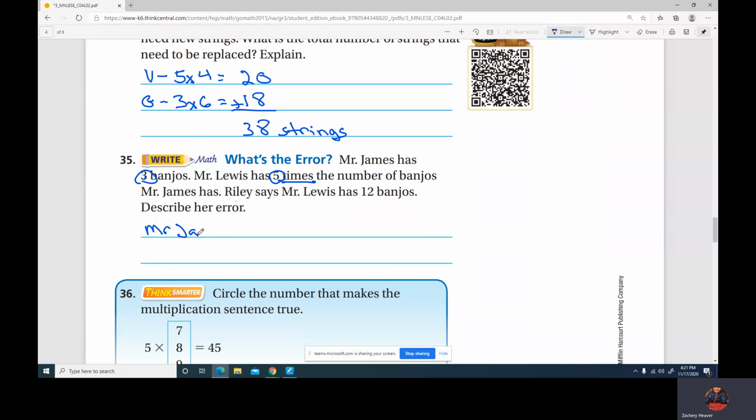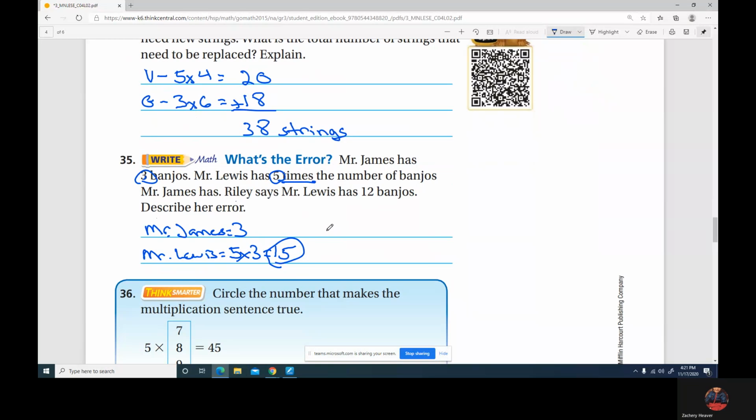So Mr. James has 3. And Mr. Lewis has 5 times what Mr. James has. So 5 times what Mr. James has, 5 times 3 is 15. So Riley says Mr. Lewis only has 12 banjos. Does Mr. Lewis have 12 banjos? No. He has 15.